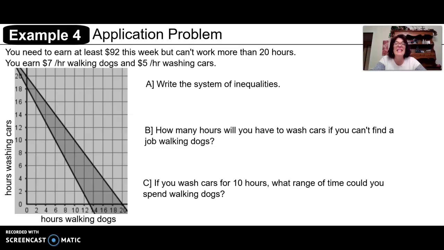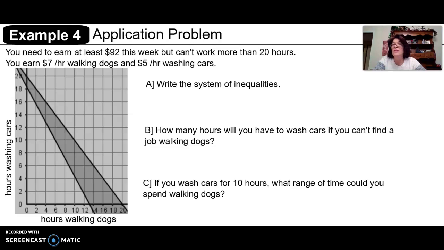You need to earn at least $92 this week, okay? You can't work more than 20 hours, due to whatever restrictions of your parents, of school, of an activity. 20 hours is all you have this week. You earn $7 per hour for walking dogs. You earn $5 per hour for washing cars. We want a system of equations that will satisfy this.